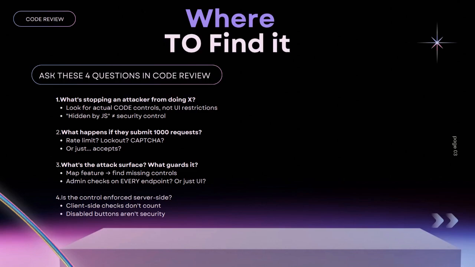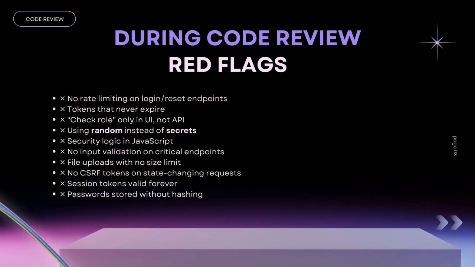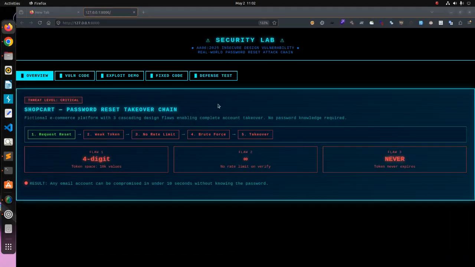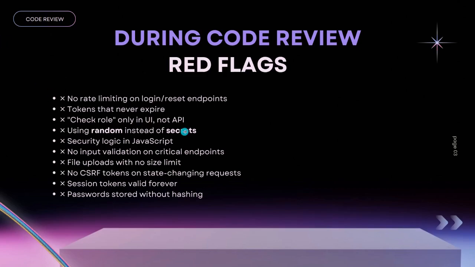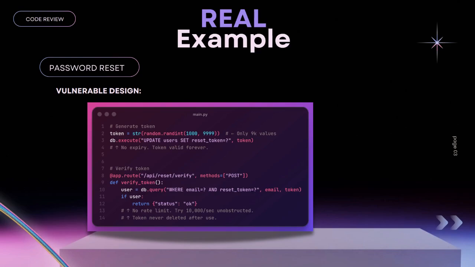So let me show you an actual example. I'm using a lab I built to demonstrate this. The vulnerability is in a fictional e-commerce site called Shopcut. They have a forgot password feature. So here is the vulnerable flow. The user clicks forgot password. The system generates a 4-digit code and emails it: your reset code is 123. The user enters the code and they reset their password. Sounds reasonable, right? But let's look at the code.